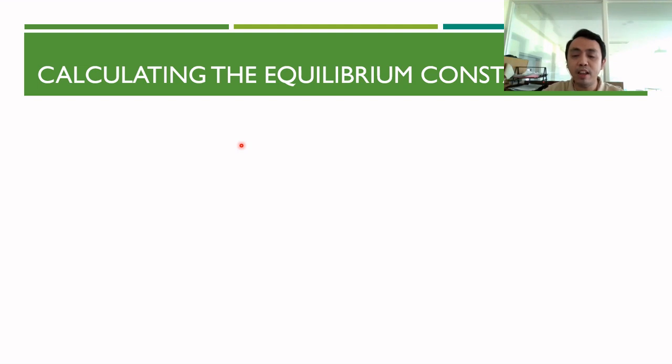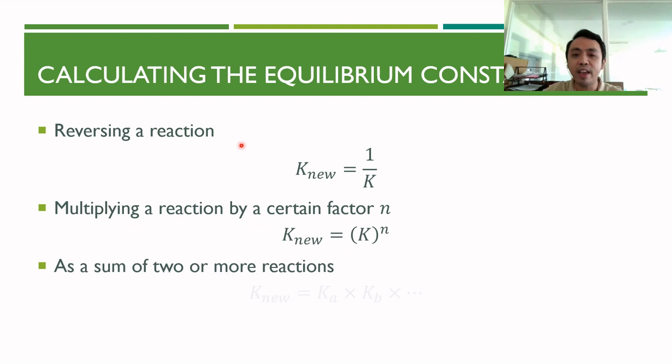Manipulating the balanced chemical equation in any way will change the equilibrium constant expression and thus the equilibrium constant value. For today, we will tackle three such manipulations. The first being reversing a reaction, in which case the new equilibrium constant value is equal to the reciprocal of the original K value.